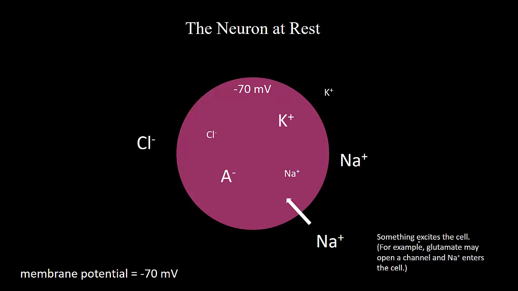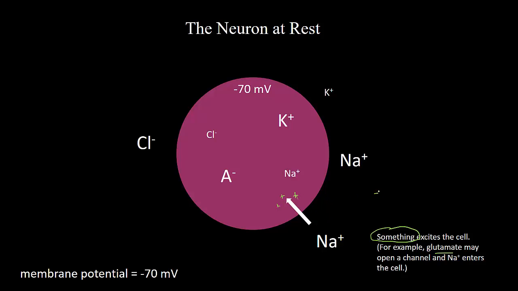Something is going to excite the cell. And right now I leave that something vague. It can be a lot of things. In this particular example, it could be that glutamate, which is a neurotransmitter, we'll talk about more later, may open an ion channel for sodium. If we open an ion channel for sodium, sodium's going to come into the cell. So if we bring positive charges in, that makes the inside of the cell more positive. It's the same thing as less negative.